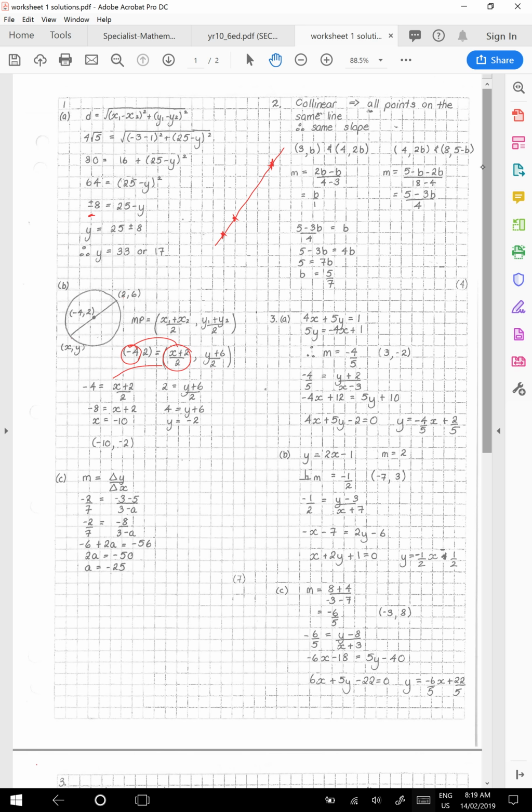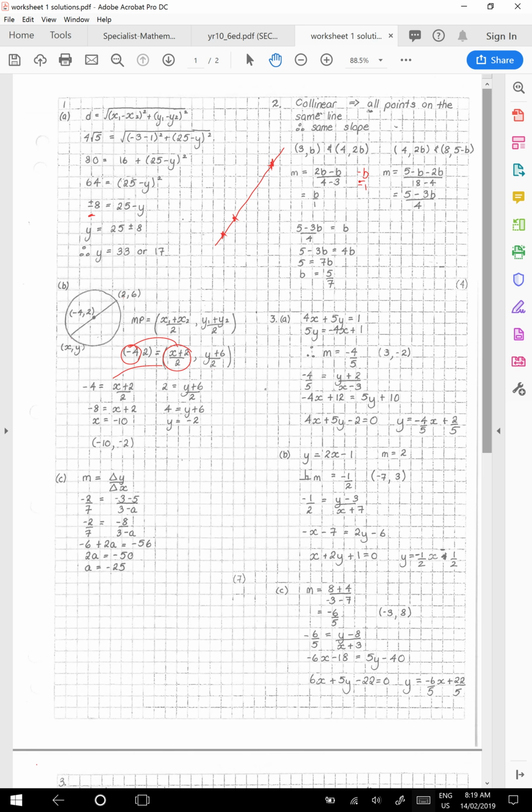Bamboozled. So here we go. I went 2b take b, 4 take 3. Now for those who went the other way, if you went b take 2b, you would have got minus b. 3 take 4 is minus 1. And once again, negative and negative, you still end up with the same answer. So as long as you are consistent with what you're doing, it's all good.